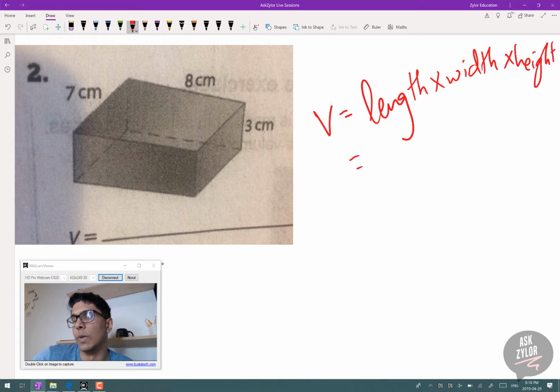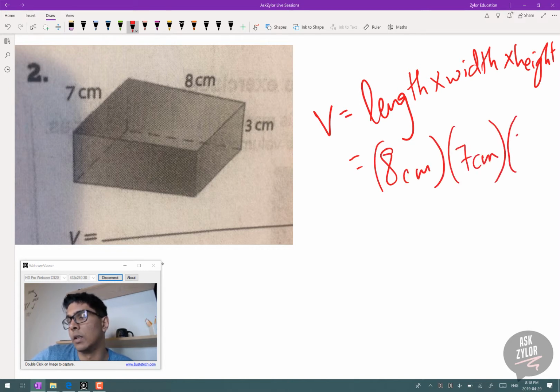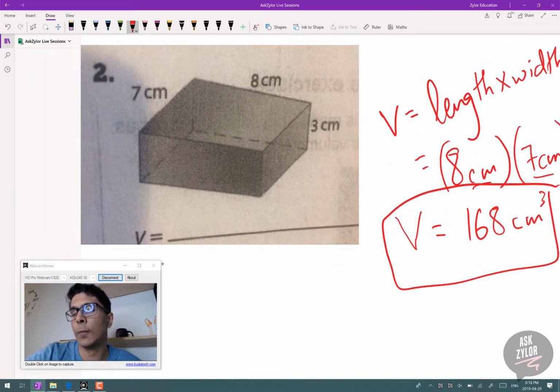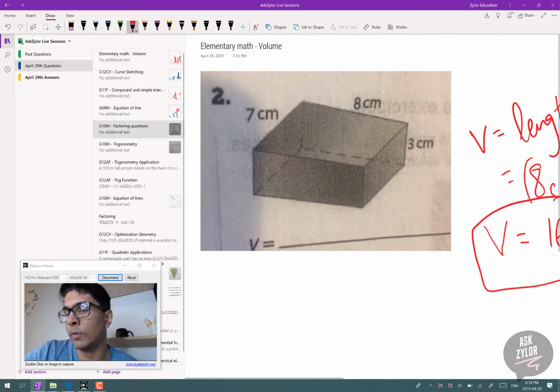Right. So my length I'll say is 8 centimeters. My width I'll say is 7 centimeters, and my height is 3 centimeters. So when I multiply them together, I should get 168 centimeter cubed because I have 3 centimeters. So my volume ends up being 168. We'll move on to the next question.